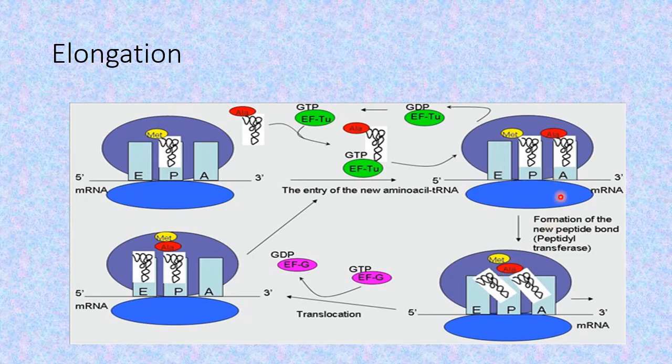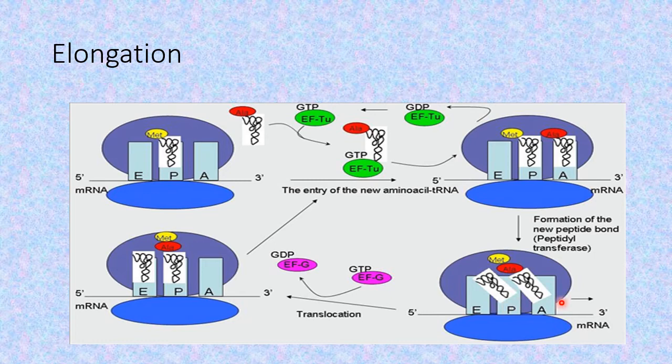Then the transfer RNA present on the P site transfers its amino acid to this, and a peptide bond is formed. Now this transfer RNA, since it has given its amino acid to the adjoining transfer RNA, it is free, so it shifts its position to the E point. And gradually, subsequently, the transfer RNA, which now has both these amino acids, comes to occupy the P site.